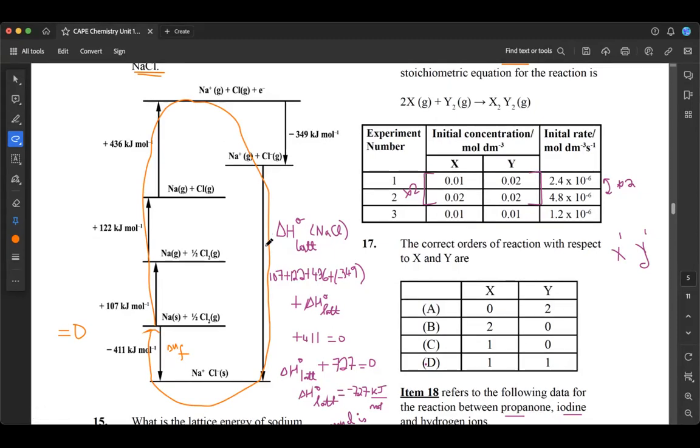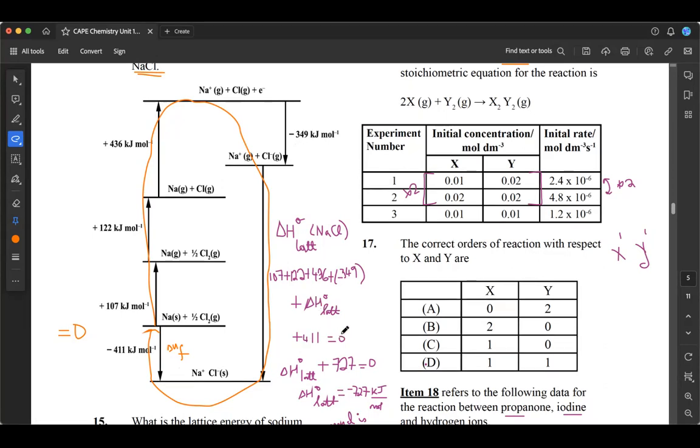But in that, this is my unknown delta H lat. I don't know it, right? So here's how we're going to do it. It would be 107 plus 122 plus 436 plus minus 349. So that's what I have here, plus my delta H lat. Plus, this is going to change sign because we're going against this arrow, so this becomes plus 411. So I do plus 411, and all of that must add up to 0, because I've done a whole loop and come back to where I started.